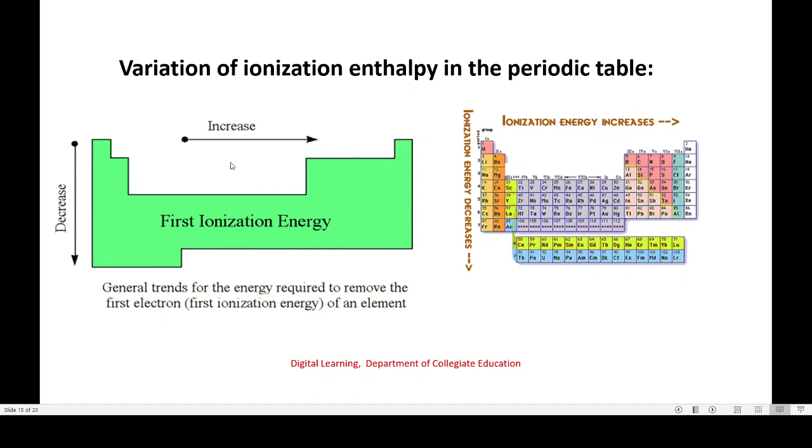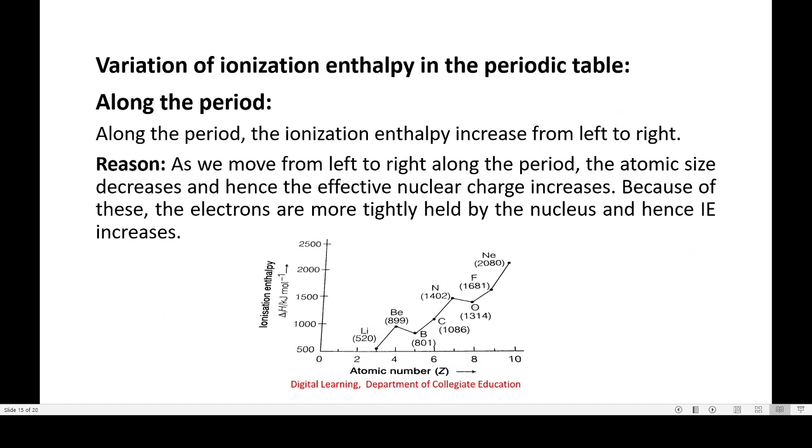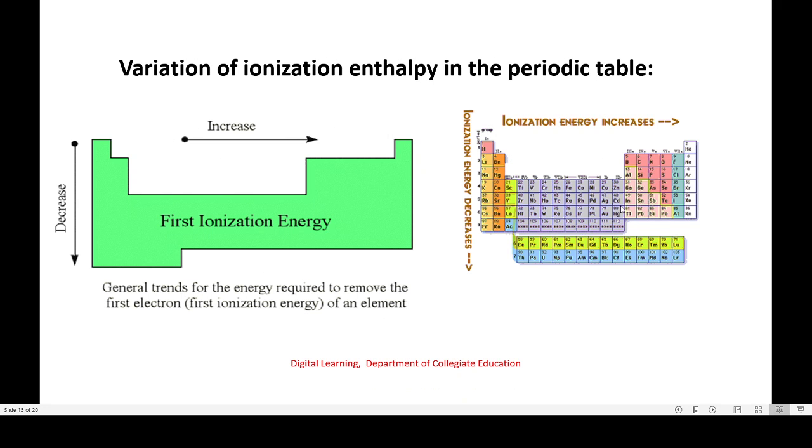And coming to the variation of ionization enthalpy in the periodic table, the following is the periodic trend observed in the ionization energy. When we look at this chart from left to right across the period, the ionization enthalpy increases, and down the group the ionization energy decreases. Along the period, the ionization enthalpy increases from left to right, and this has been seen in the earlier picture.